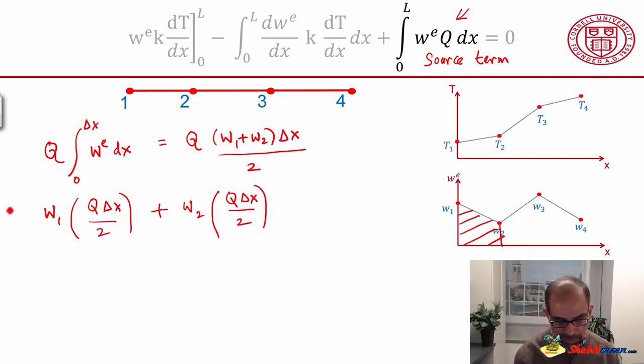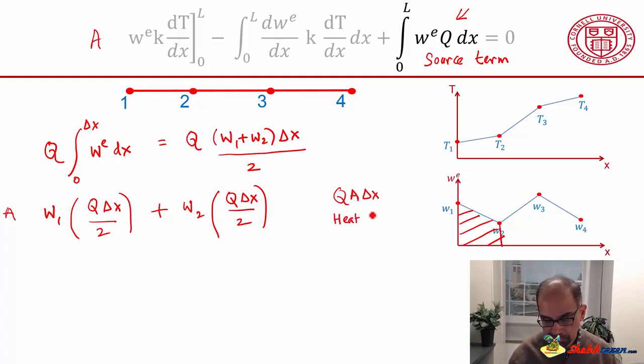If I multiply this by a, which is equivalent to multiplying this by a, in fact, that's what you would do when you do the procedure rigorously. This term, q a delta x, where q is the heat generation per unit volume, and that's a volume, is the heat generated in the element. And in this case, that would be for any element because the element lengths are all the same.